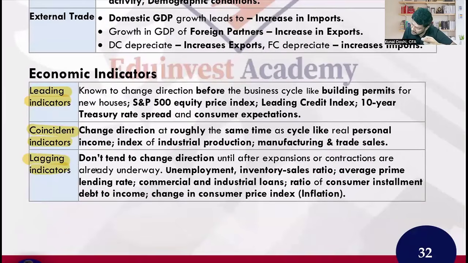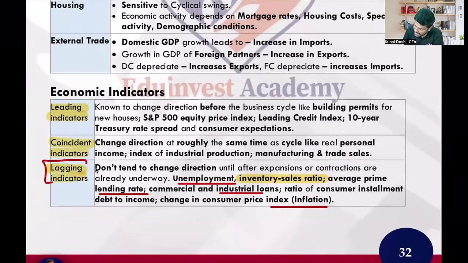Inflation, everyone. Inflation, unemployment, correct? In fact, inflation, unemployment, commercial and industrial loans, the prime lending rate, that is an interest rate. All of these are lagging indicators. One of the lagging indicators that we are going to discuss is the inventory to sales ratio. What are lagging indicators? They don't tend to change direction until after the expansion or contraction. So basically, they give us the change.